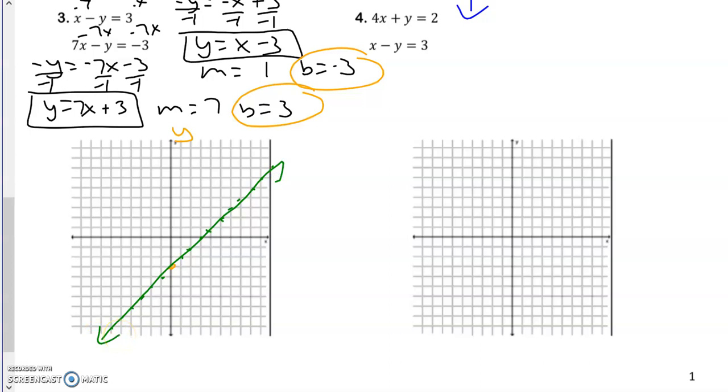Starting on the last one, we do 1, 2, 3. We're on a +3. This time the slope is 7, so I go up 1, 2, 3, 4, 5, 6, 7, and over 1, and then I go down 1, 2, 3, 4, 5, 6, 7, and over 1, and down 7 and over 1 again.